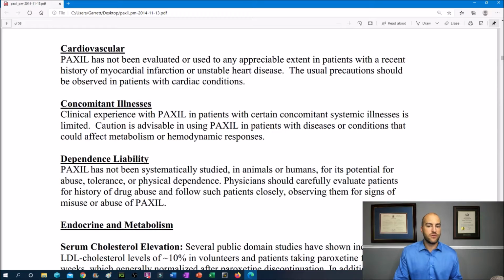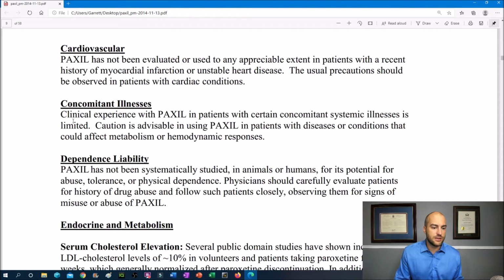Okay, we'll go over a few more of these here, and then we'll probably move on to the next section. So cardiovascular. Paxil has not been evaluated or used to any appreciable extent in patients with recent history of myocardial infarction or heart attack or unstable heart disease. The usual precautions would be observed in patients with cardiac conditions.